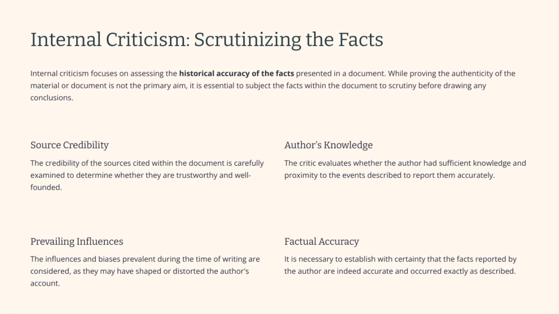Finally, internal criticism involves scrutinizing the facts within the document itself. While we're not necessarily trying to prove the authenticity of the entire material, we must critically assess the accuracy of the facts before drawing any conclusions. All of these steps, verifying facts, understanding influences, evaluating the author's knowledge, and checking source credibility, are essential parts of a thorough historical analysis. They help us get closer to the truth behind the records we study.